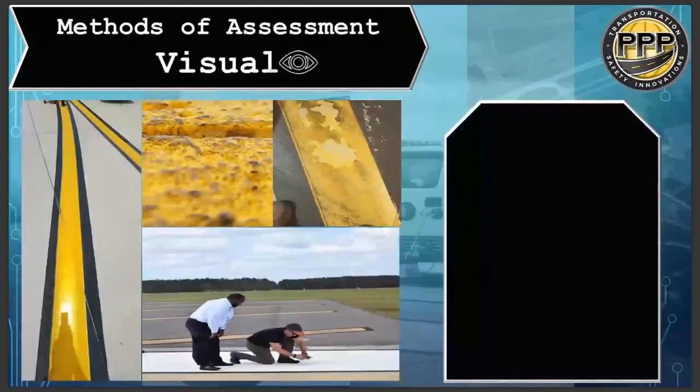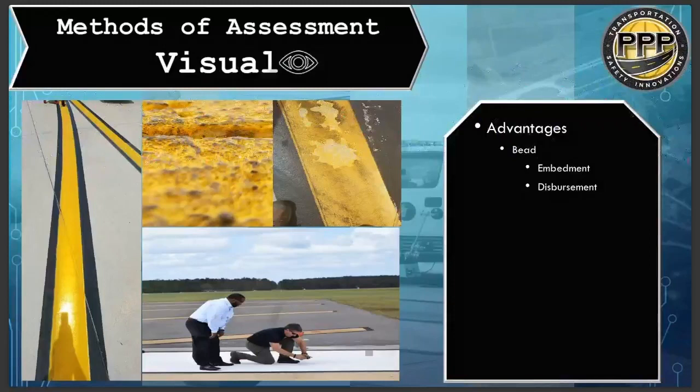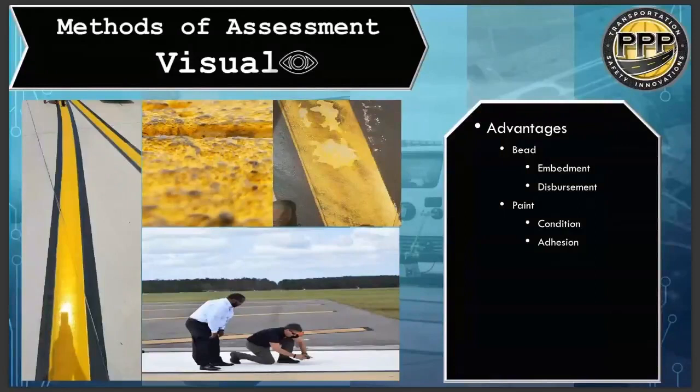The advantage of a visual inspection is that you're able to get real close, as I said about taking the pictures, and look at the bead embedment and the dispersement across the line. You can also look closely at the paint. You can check the condition out. You can check the adhesion. Again, this is oftentimes a type or quality issue. It could be a really good quality paint. It's just not the right type of paint for the application. We found that in our assessment out in Jacksonville and were able to help them pick the right type. It didn't really matter about the brand as much as making sure it had the right binders and resins in it.